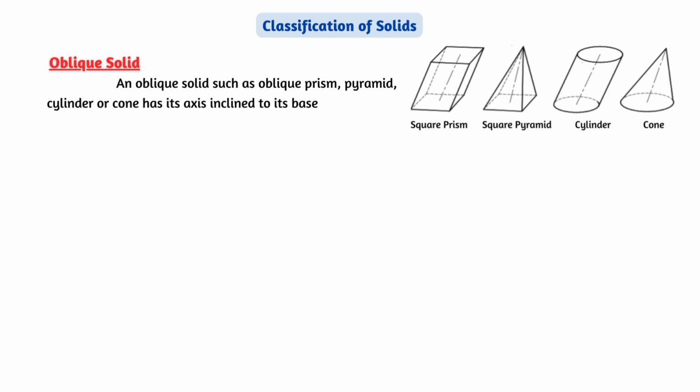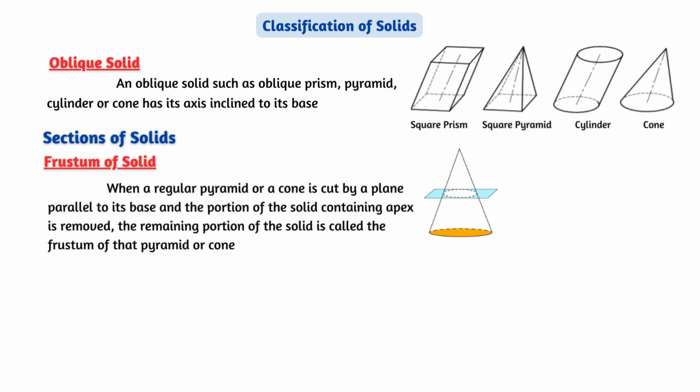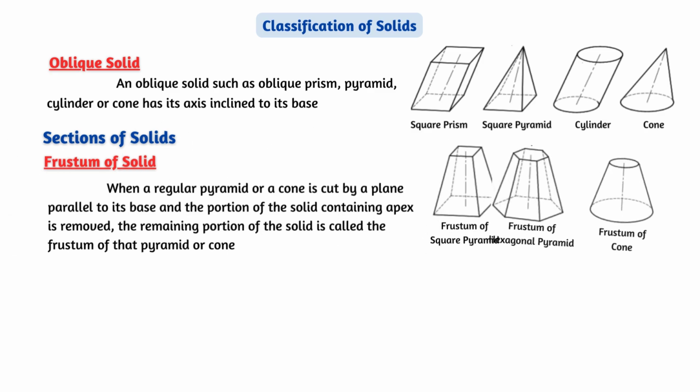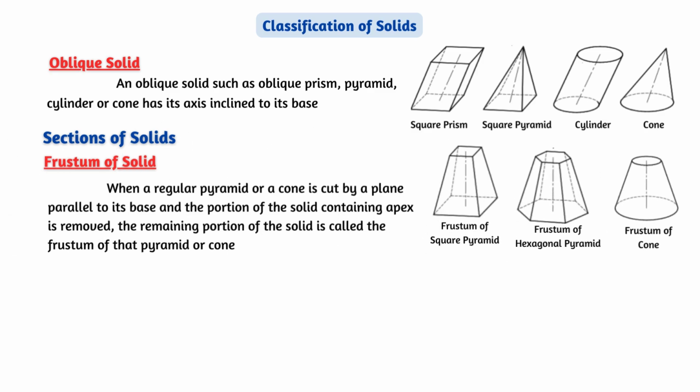Next, we are going to see an important topic in engineering drawing or engineering graphics, that is, sections of solids. If we cut a solid by a cutting plane parallel to its base, the remaining portion is called the frustum of that particular solid. Here the square pyramid is cut by a plane parallel to its base, so it's called a frustum of square pyramid. It is similar for the hexagonal pyramid and the cone.